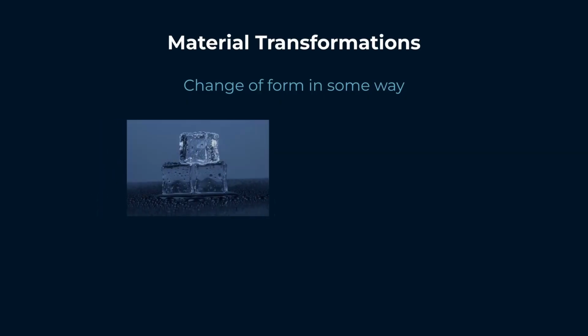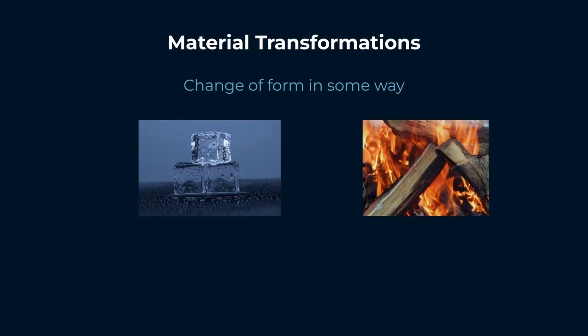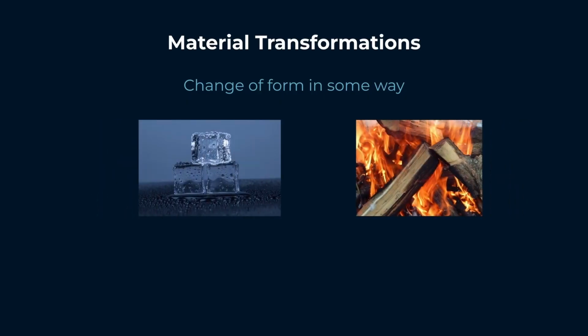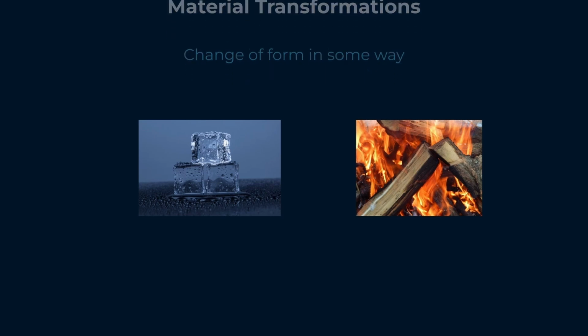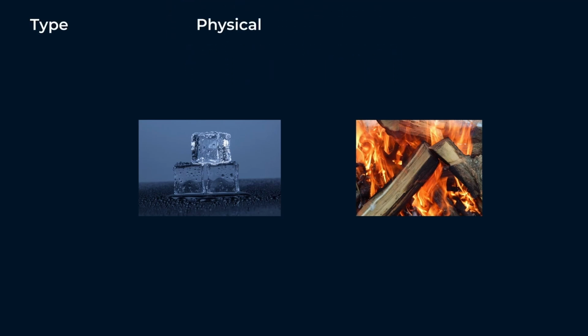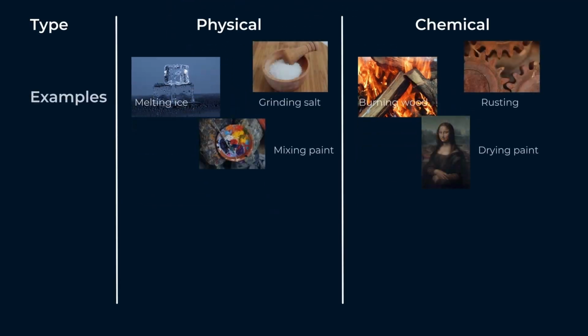Real systems often involve material transformations. When a material changes its form in some way, like ice melting to form water or wood burning to form ash, we call it a transformation. The transformations may either be physical or chemical in nature.